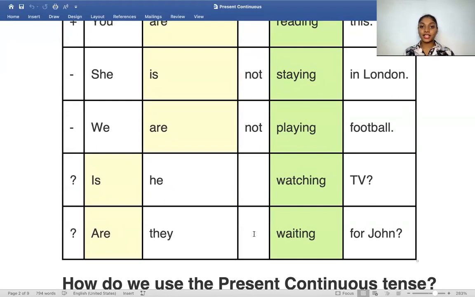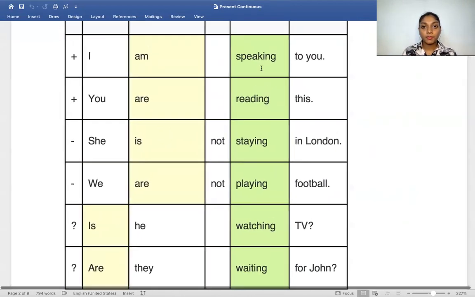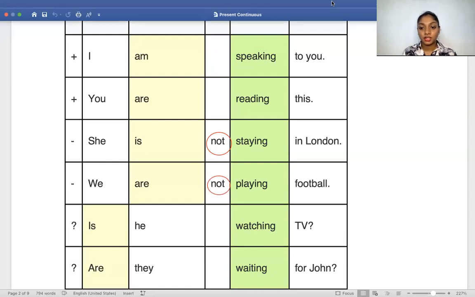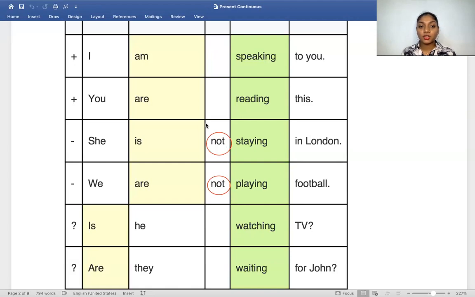So we were talking about negative sentences. You just have to add not. Okay, let me show it properly. Can you see that I have placed here a not? Can you see this now? She is not staying in London. We are not playing football. Okay. So these are negative sentences. I'm not doing something.